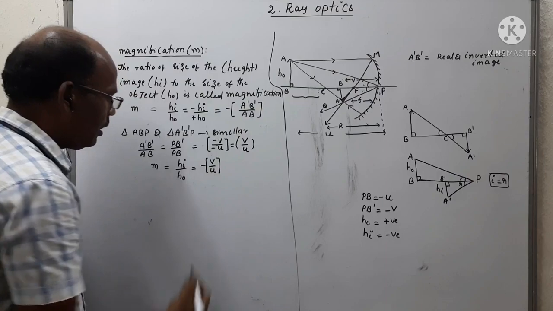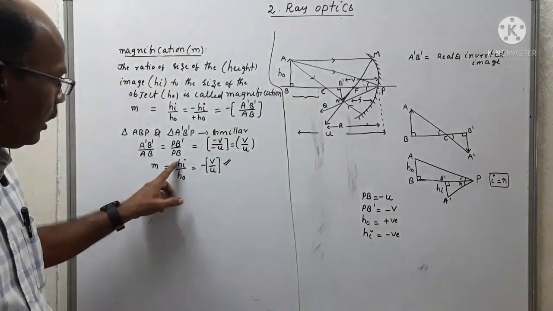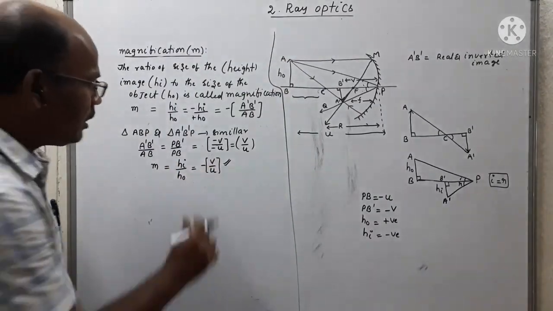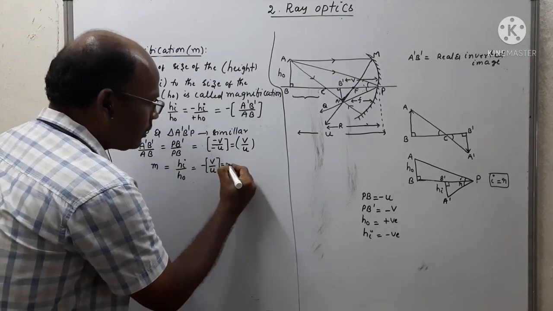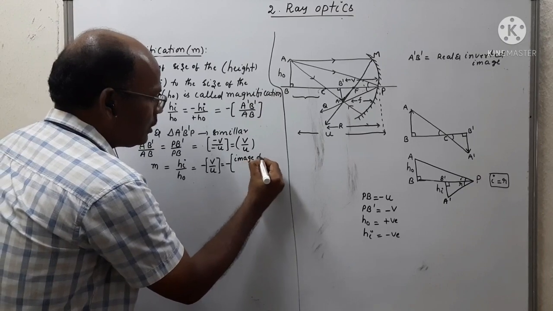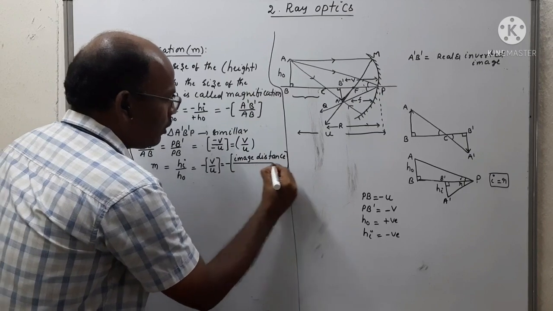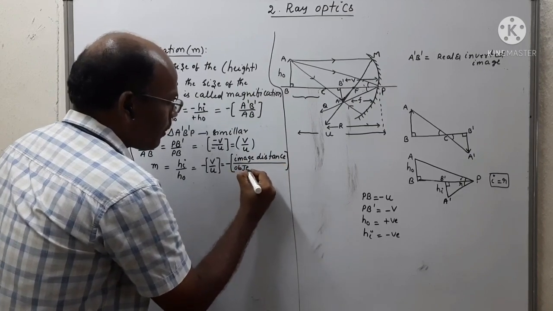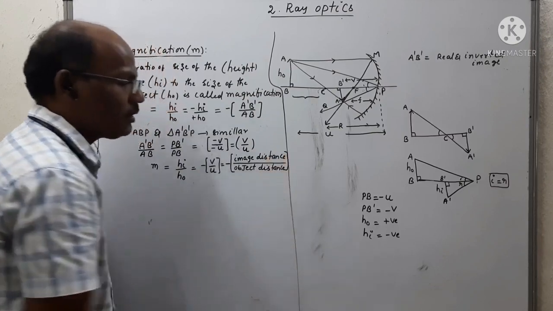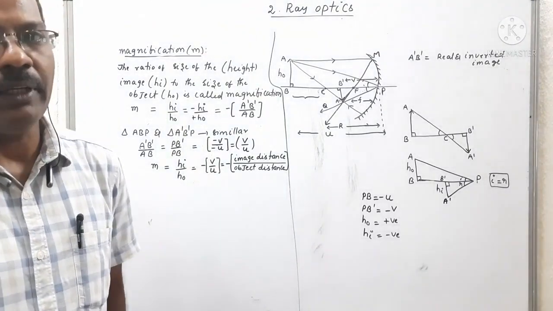So this is the magnification of the concave mirror. M is equal to height of image by height of object, that is equal to minus of image distance by object distance. This is the formula for the magnification of a concave mirror.